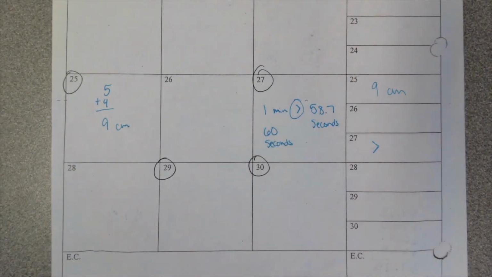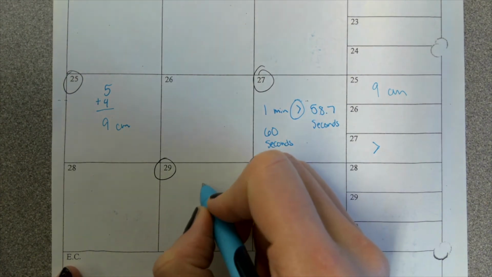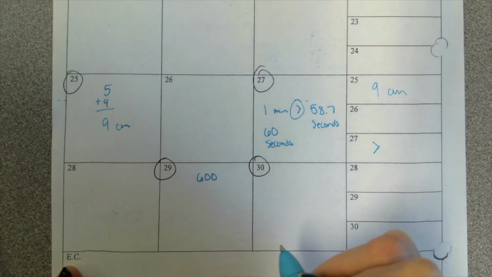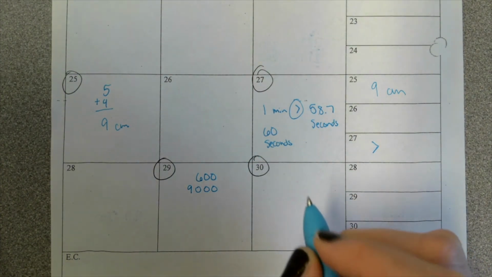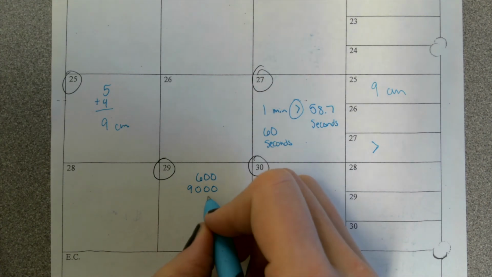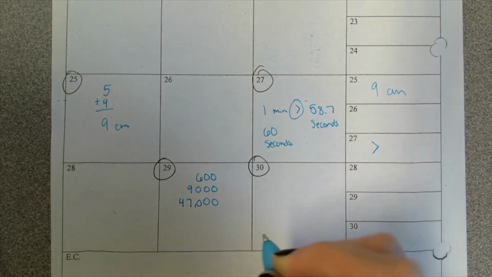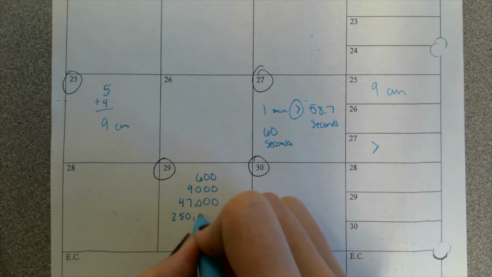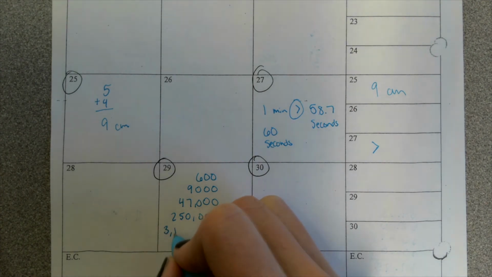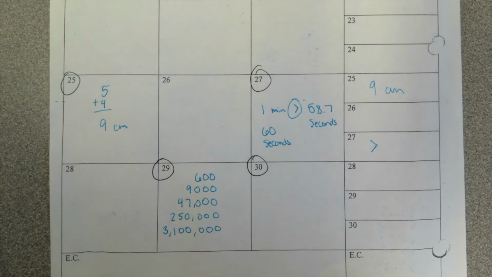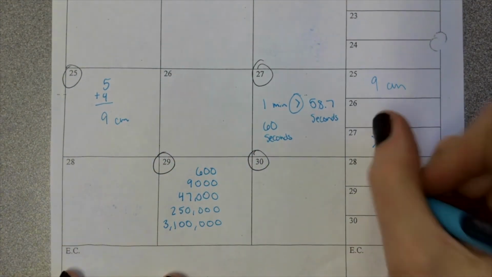Okay, so the least one was 600. Then the next one was 9,000, sorry, it was 4 digits. Then the next one with 5 digits would be 47,000. Then 250,000. And then the last one, 3,100,000. Okay, so that's from the least, the smallest one, to the greatest one. Notice how they get bigger as they have more digits.